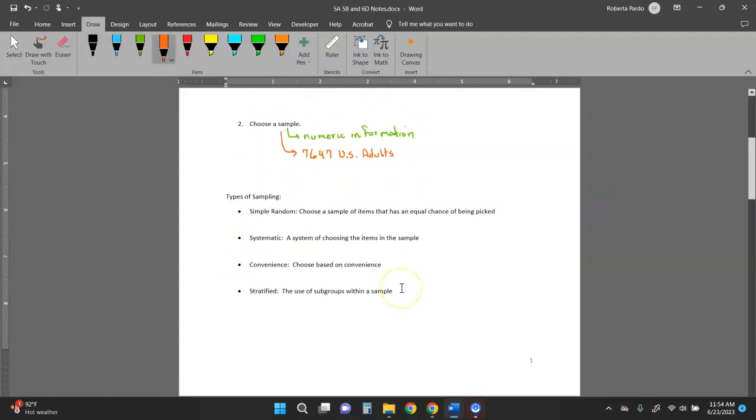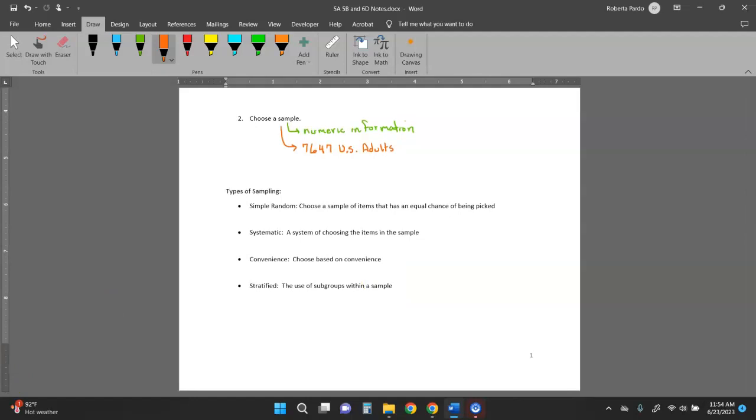The text actually talks about 4 different types of sampling methods. There are many, many more than this, but there are these 4 to consider. First, simple random, where you choose a sample of items that each have an equal chance of being picked. Systematic, where you choose your sample based on a set criterion. Think about lining up by height, and then the shortest person and the tallest person are teamed up together, and then the next group of people, and so on and so forth. That can be a system of how you pick your sample.